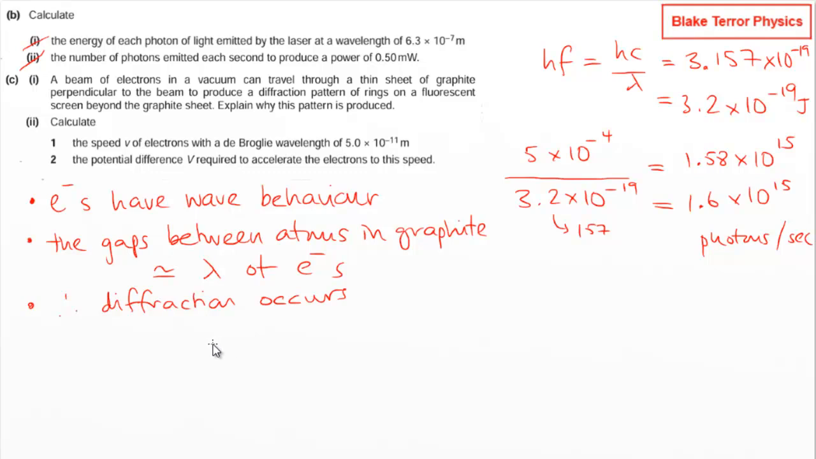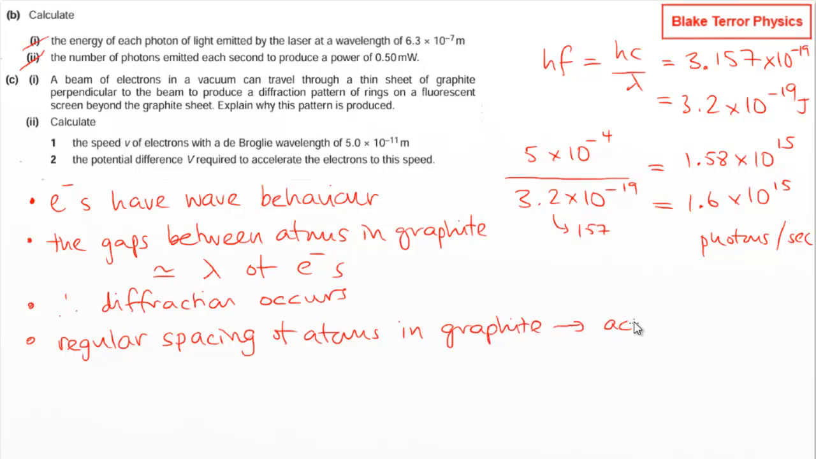What else are we going to want to say? We're going to want to say that we've got regular spacing. This is another thing. If we want to see a nice sharp diffraction pattern on the screen, then we want the graphite to act like a diffraction grating. So regular spacing of atoms in the graphite means that it acts like a diffraction grating.